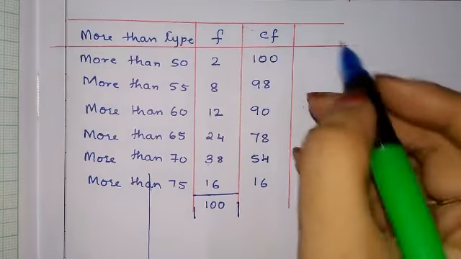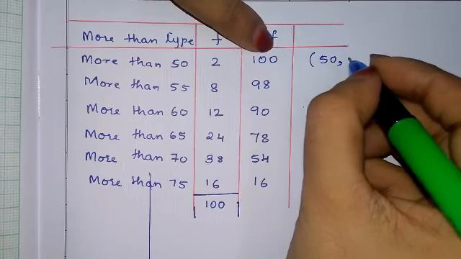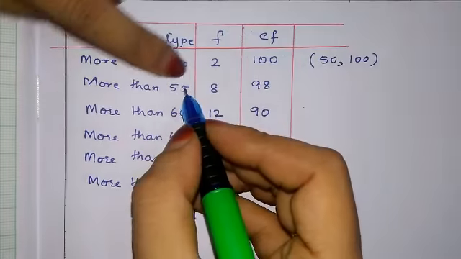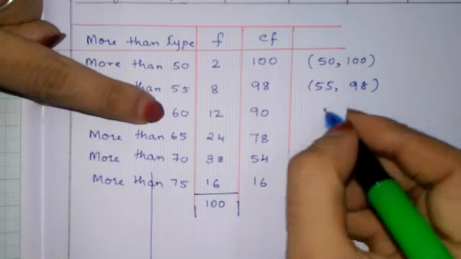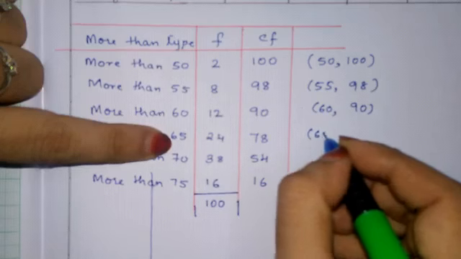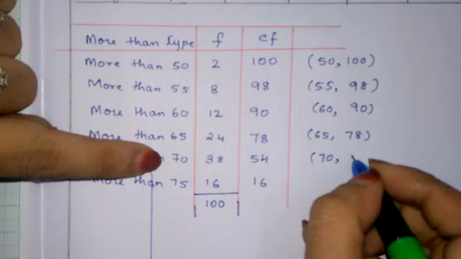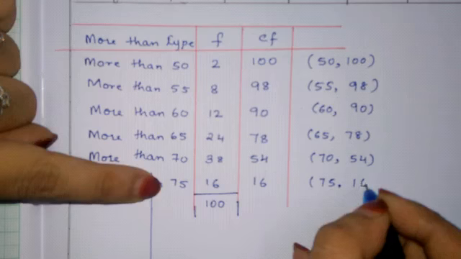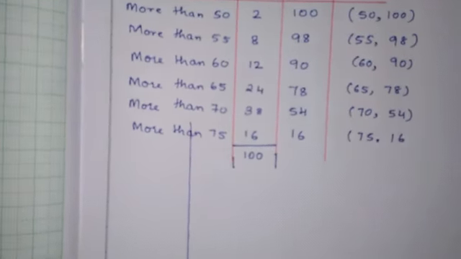Okay. So now we got here 50 and here 100. 55, 98. 60, 90. 65, 78. 70, 54 and 75, 16. Okay. Now based on this we have to plot the OGIVE.